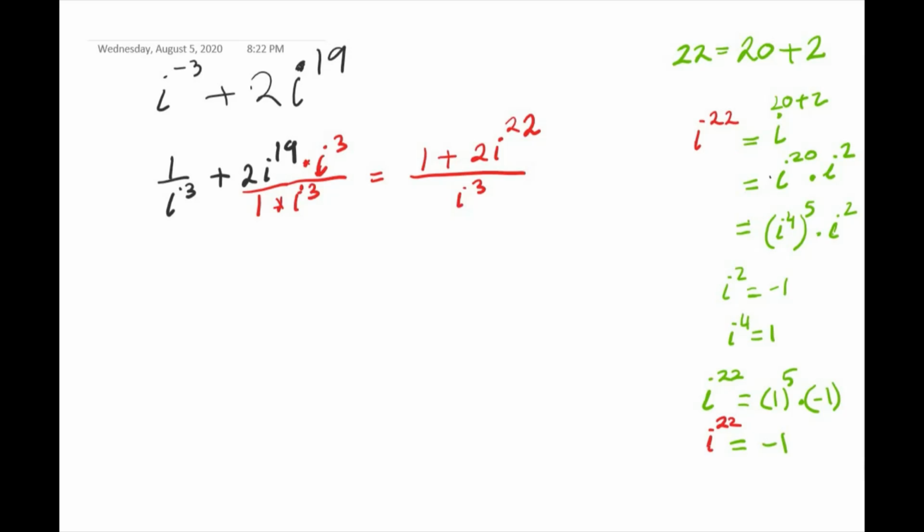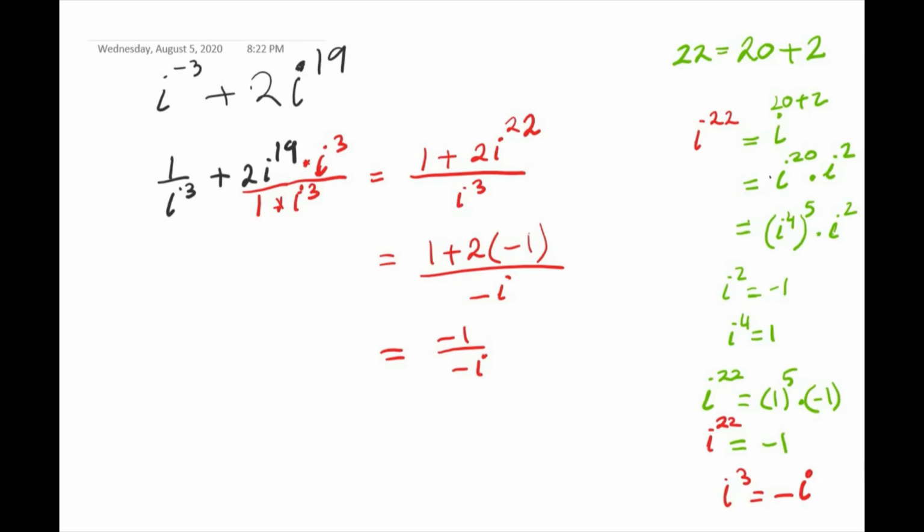I'm going to plug everything in here. I know also that i to the third power is basically i to the second power times i, so the answer is negative i. I will substitute everything in my expression, so I will have 1 plus 2 times negative 1 divided by negative i, which is going to be equal to 1 minus 2, which is negative 1, over negative i. Now I don't want the negative i in the denominator, because that's not the simplest form.